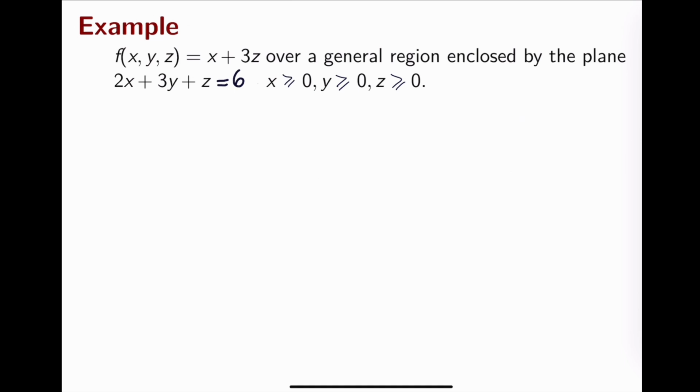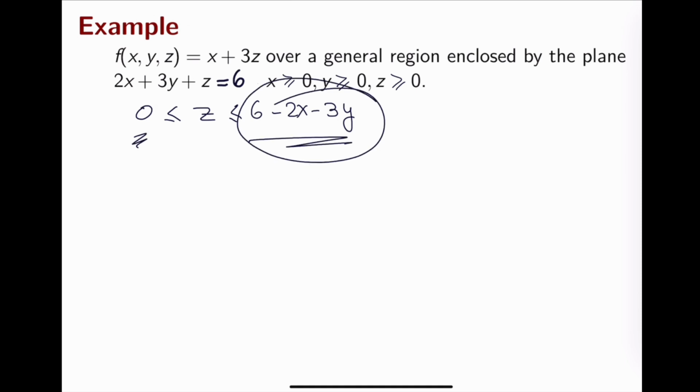So we can say right away that z is going to vary between 0 and, solving for z here, 6 minus 2x minus 3y. So we have the variation of z between two functions, where this function depends on the two other variables, x and y. That means that z is going to be our most inner variable. And then we keep going towards the outside.